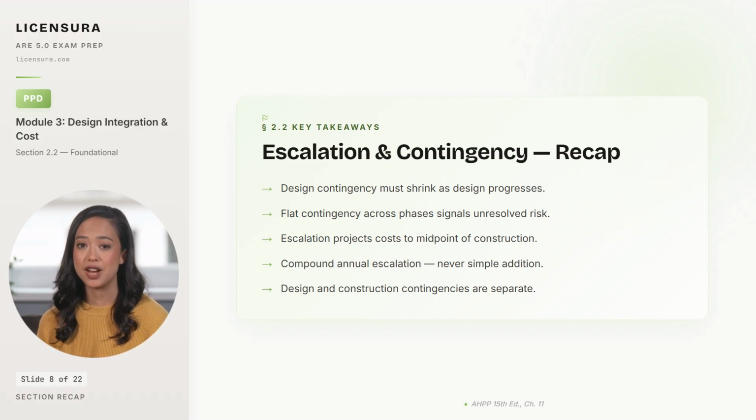Escalation projects current dollar costs forward to the midpoint of construction, not to the project start or the project end, because the midpoint is when most of the spend actually happens. You compound the annual escalation rate across years, never simple multiplication of 1 year times the rate, because compounding captures the real way prices rise. And you keep design contingency and construction contingency as separate identified line items, because they cover different risks held by different parties, and you defend them differently in disputes.